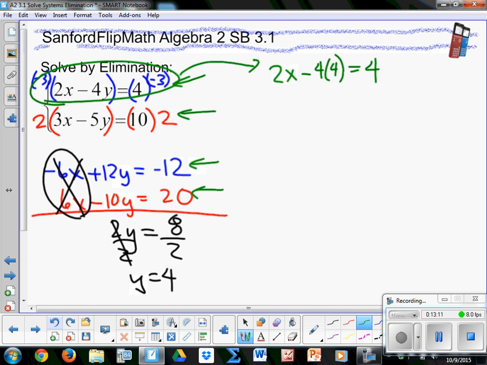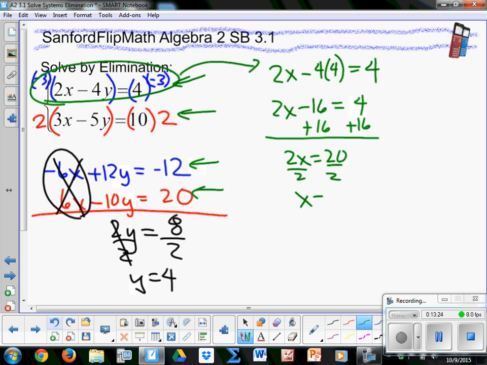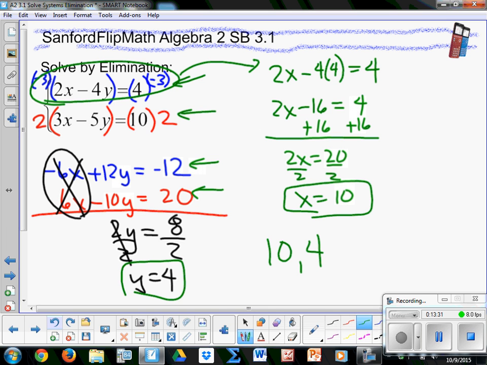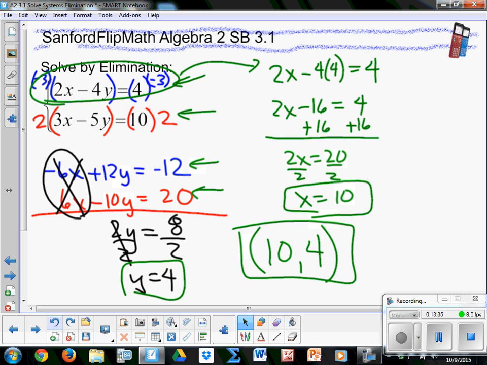Okay, and so this is 2x minus 16 equals 4. I'm going to add 16 to both sides. So 2x equals 20, x equals 10. Okay, so the ordered pair would be 10, 4. Okay. I am going to take just a second to check it. Remember, if you're checking, you have to check it so that it makes which equations true? It has to be all.